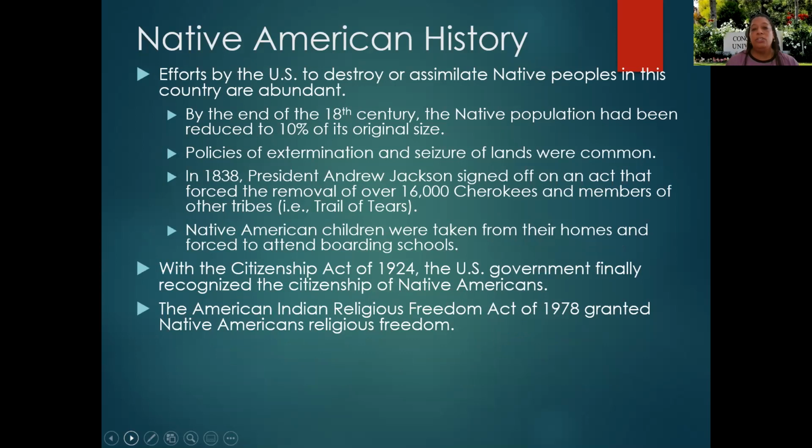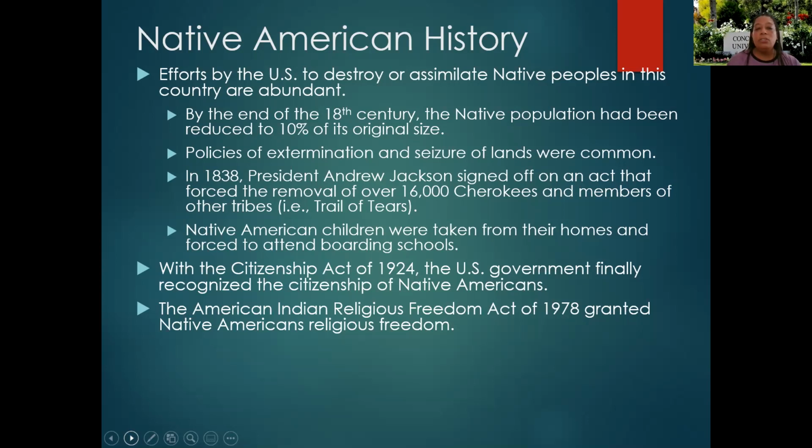Efforts by the U.S. to destroy or assimilate Native American peoples in this country are abundant. By the end of the 18th century, the Native American population had been reduced to 10% of its original size. Policies of extermination and seizure of lands were very common. In 1838, President Andrew Jackson signed off on an act that forced the removal of over 16,000 Cherokees and members of other tribes. That was called the Trail of Tears.